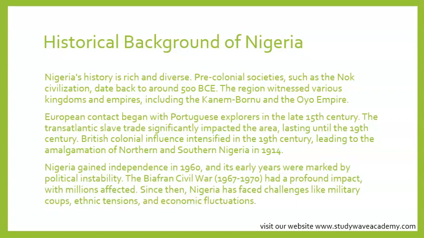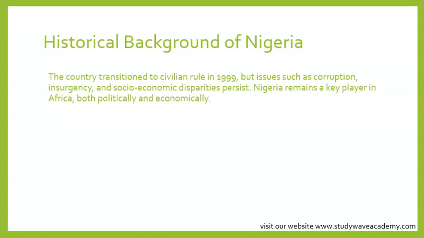British colonial influence intensified in the 19th century, leading to the amalgamation of northern and southern Nigeria in 1914. Nigeria gained independence in 1960, and its early years were marked by political instability. The Biafran Civil War from 1967 to 1970 had a profound impact, with millions affected. Since then, Nigeria has faced challenges like military coups, ethnic tensions, and economic fluctuations. The country transitioned to civilian rule in 1999, but issues such as corruption, insurgency, and socio-economic disparities persist. Nigeria remains a key player in Africa, both politically and economically.